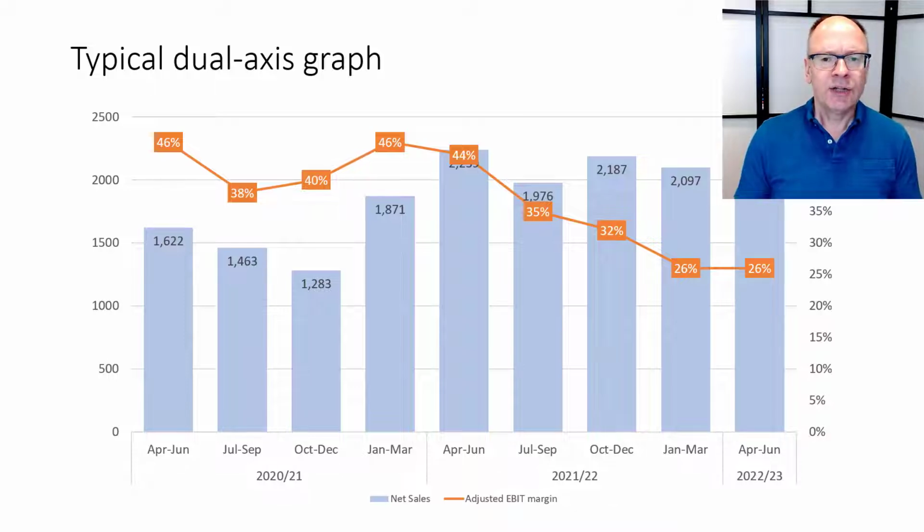And typically, dual axis graphs are used because we have two data series that aren't measured in the same units, but they're related. Sales and margin are related, and we want to show them so that the audience can see how are they related? And sometimes we're looking for correlation, but not always.